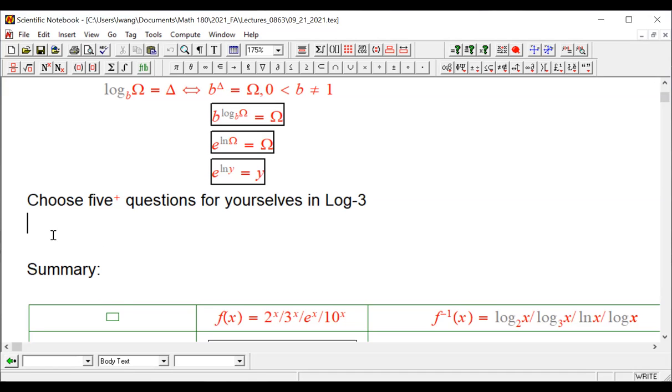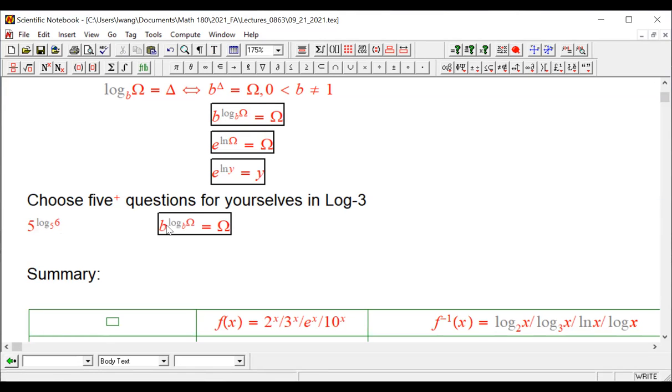Oh, you want me to choose some? Yes, ma'am. Sure, I can choose some. That helps me for my tutoring purposes. I'm going to choose a couple. For example, this is log base 5 of 6, right? So in this situation, the general case will be fitting, right?